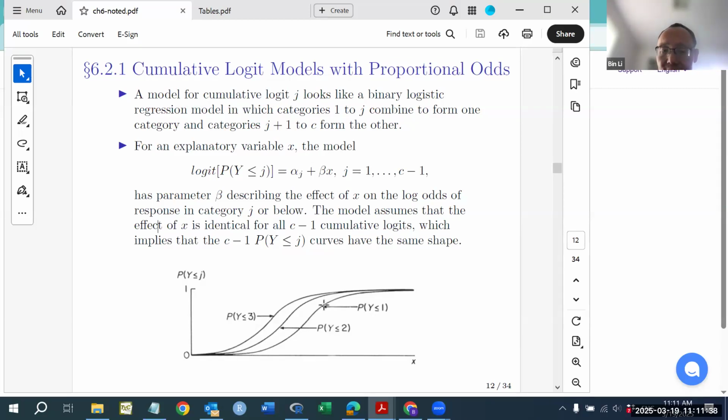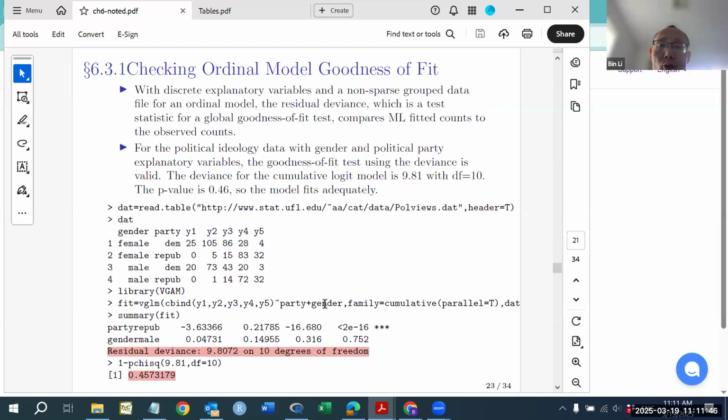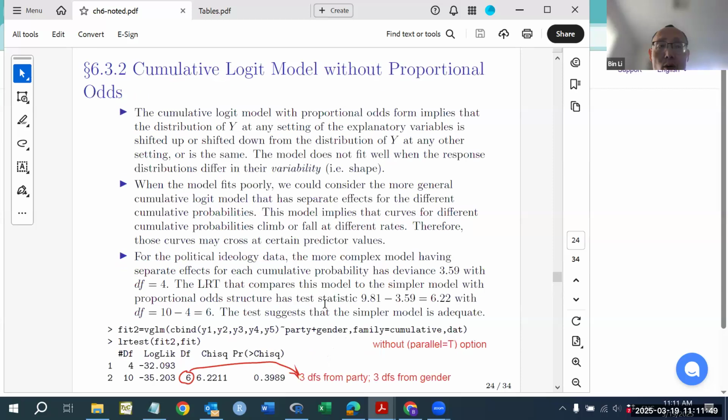So that means these curves have the same shape. But we don't have to assume that, right? That's a very strong assumption in practice. So we can relax it, okay? So here we're saying we can model it through the cumulative Logit, but without assuming the proportional odds assumption. That's fine, okay? And so for the political ideology example, we can fit a cumulative Logit model without the proportional odds. So how to do that?